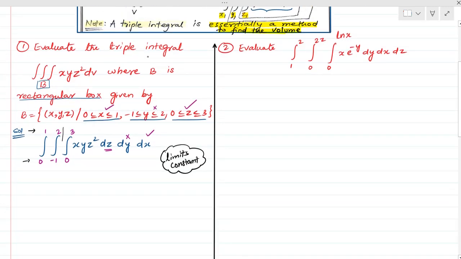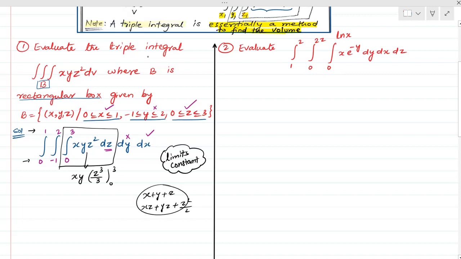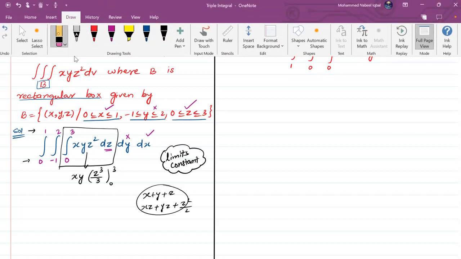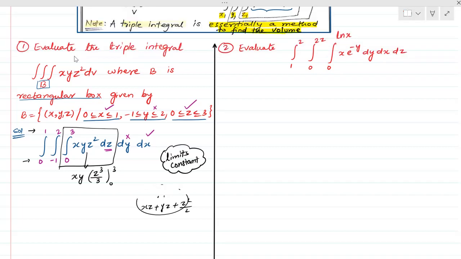The innermost integral, I have to evaluate with respect to z first. When you evaluate with respect to z, x y is a constant, and we get z cubed over 3, with the limit 0 to 3. Since it is a product, I keep it as it is. If it were a plus, like x plus y plus z, then we would do x z plus y z plus z square over 2. But here there is no plus, so there is no need to do this. If it is plus, you have to do it in this format.